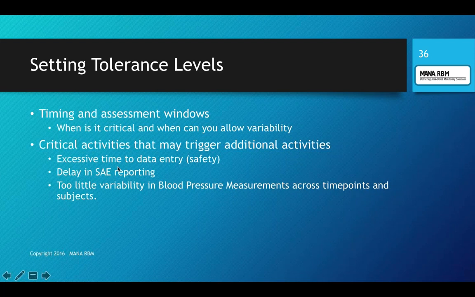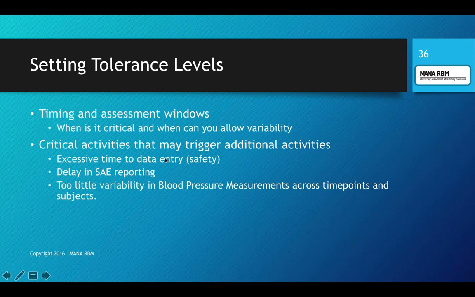So for instance, I did this several years ago, a program with a company at DIA, and one of their risk indicators they used was time to data entry. Remember, our recommendation is, as much as possible, to have the sites enter the data contemporaneously with seeing the subject. But if you don't have that, then you do want to look at things like how long it took from time to data entry.